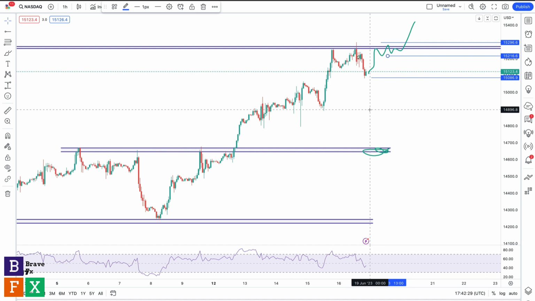So that's it briefly for Nasdaq. This is how I trade: strictly price action, following the trend, following market structure, and let my risk management and my edge play out. So that's how I trade.